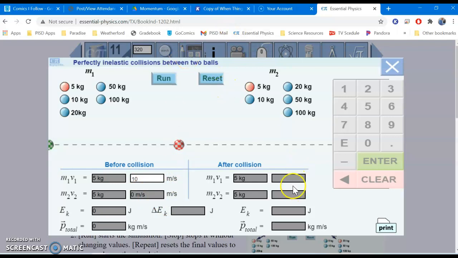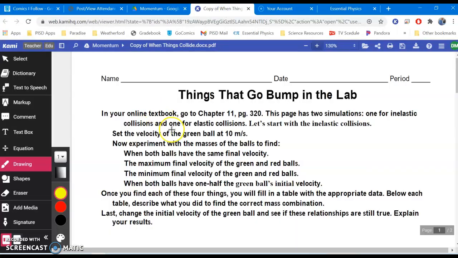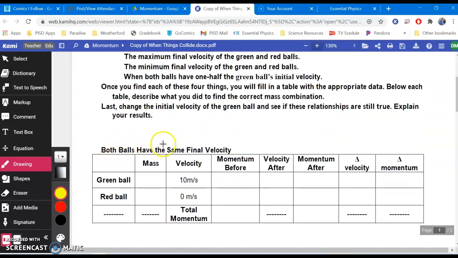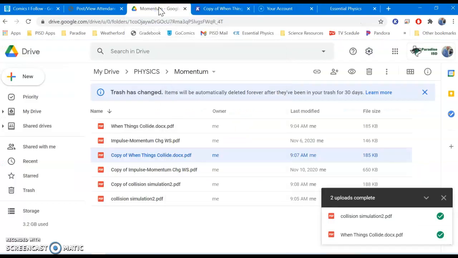Final velocity is going to be, all right, so basically, here we go. Both balls will have the same final velocity. Well, the question is, how do we do that? So we're going to have to experiment a little bit.